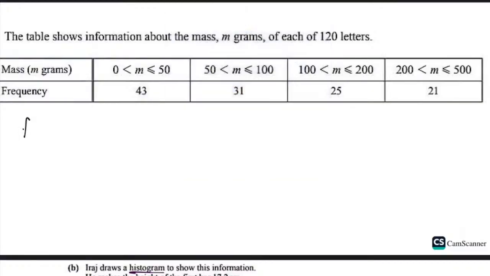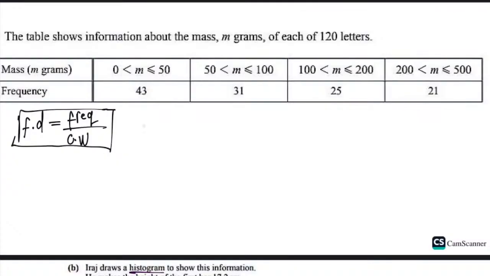We know that height is like frequency density, okay? For histogram, the only thing we know is this formula. The moment we see the word histogram, we go for this formula without even thinking twice. The formula for frequency density. Frequency density is frequency over class width.